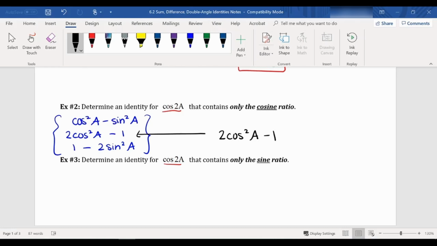Okay. For number 3, it's asking us to find one that contains only the sine ratio. Well, that would be this one. The other 2 both have cosines. Okay. So being able to pick those out will come in handy for your simplifying questions.